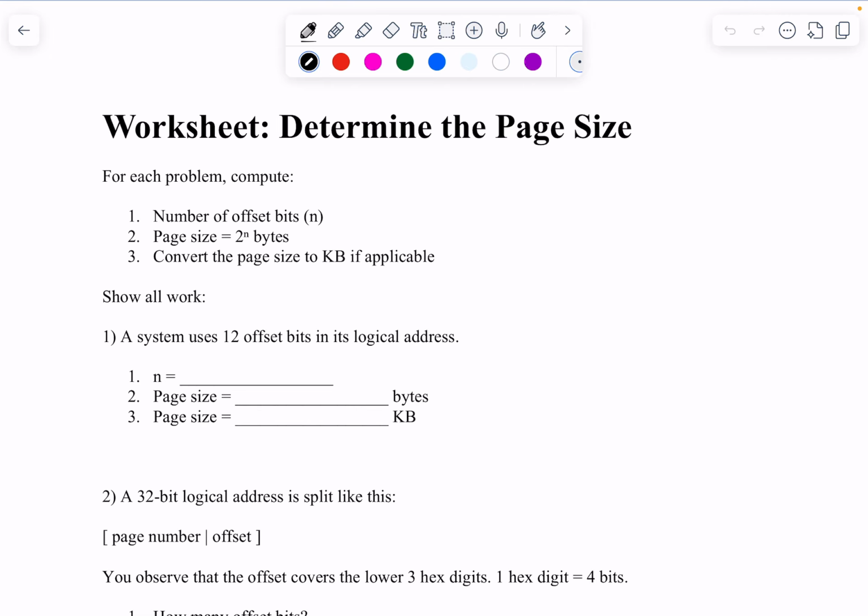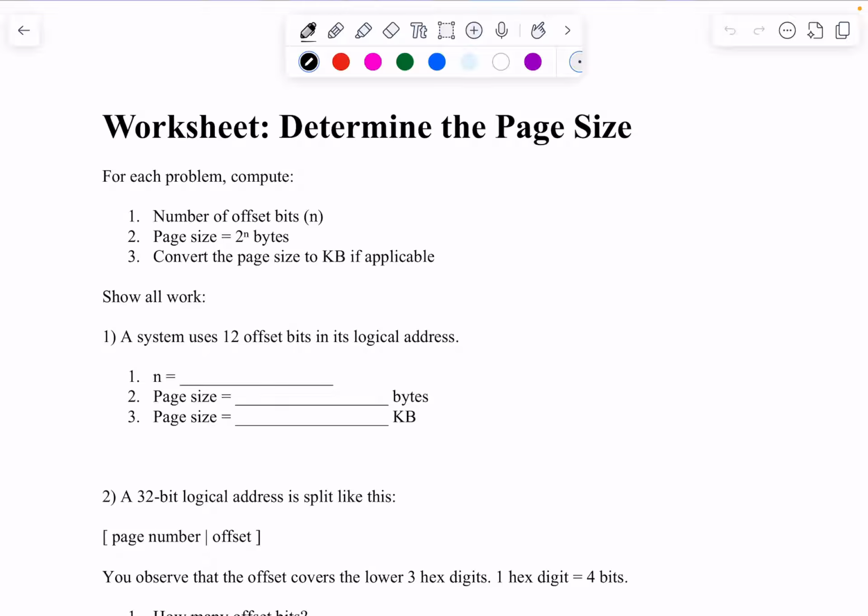Okay, let's get started on how to calculate page size. And I have a few problems here that we're going to go through. So, in page memory systems, the page size is determined entirely by the number of offset bits. So, if we have n offset bits, then the page size is 2 to the nth bits.